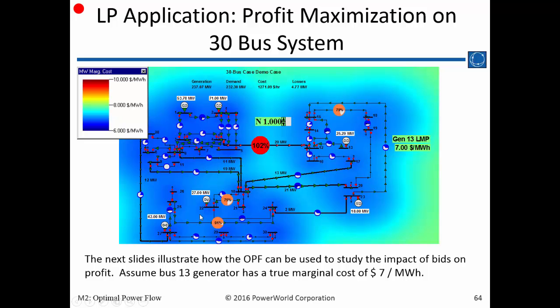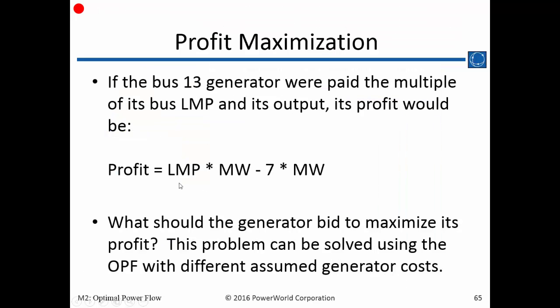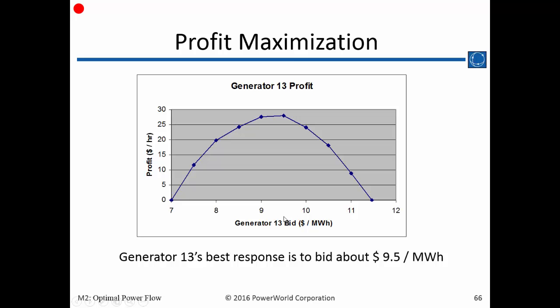The loads don't change, the other generator bids don't change. We just want to see where this generator would like to bid into the market in order to maximize its profit. The assumption is that it has a fixed actual cost of $7 per megawatt hour, and then it can bid whatever it wants. So the profit function is determined by the resulting LMP times its output minus 7 times its output. Ideally, you want the LMP at your bus to be greater than your true cost if you're a generator.